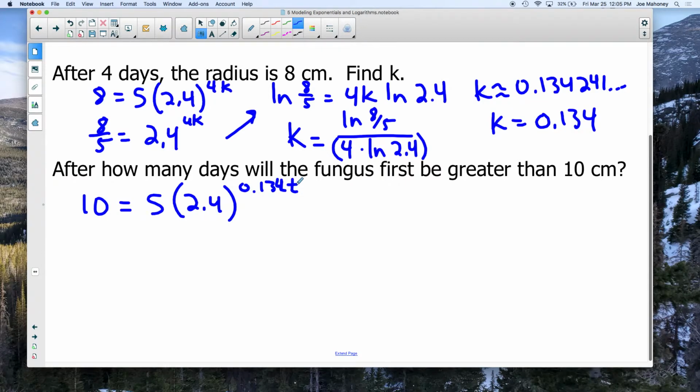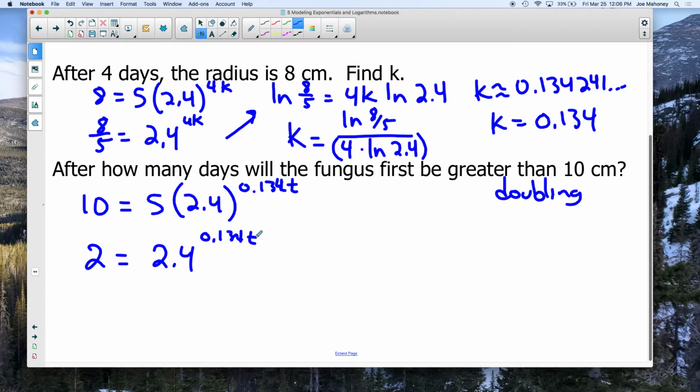Now, one thing to notice is that the initial radius was 5. We want it to be greater than 10. So the idea here is that we are doubling. So because we're doubling, when we divide by 5 on both sides, we get 2 equals 2.4 to this exponent.